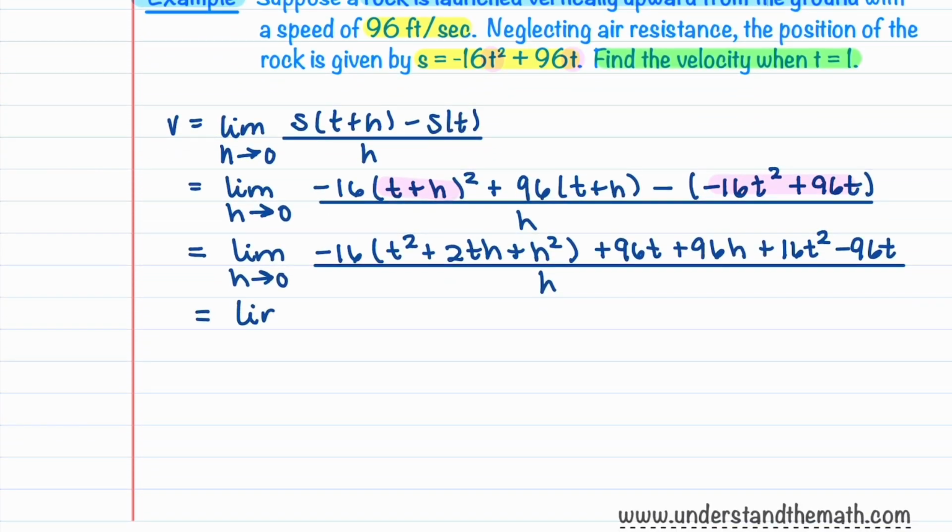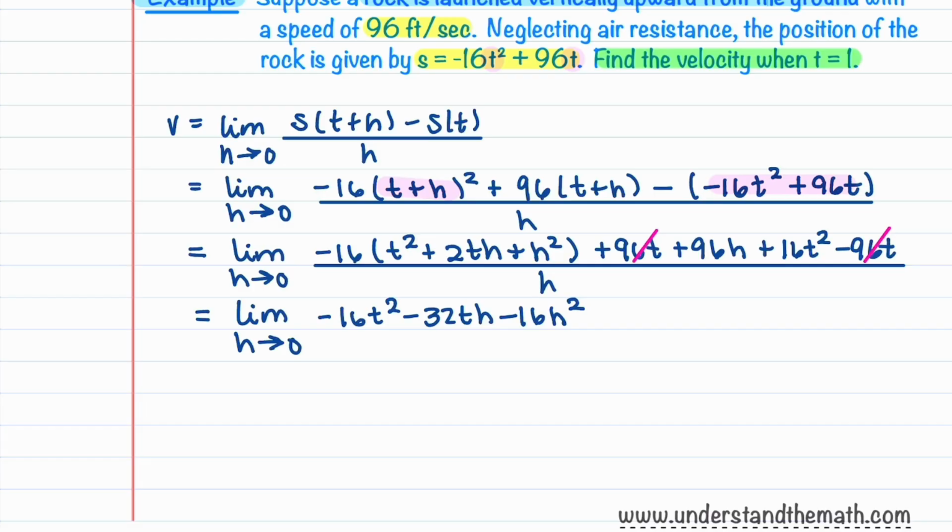Now what I'm going to do is take our first term and multiply through by minus 16. This is minus 16t squared minus 32th minus 16h squared. And I just realized before we go ahead and write everything else down, I see two terms that cancel. This term and that term cancel.